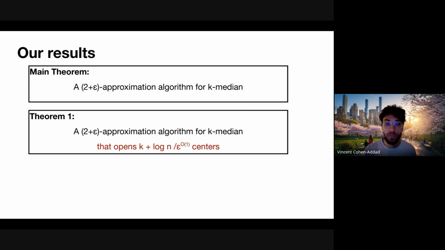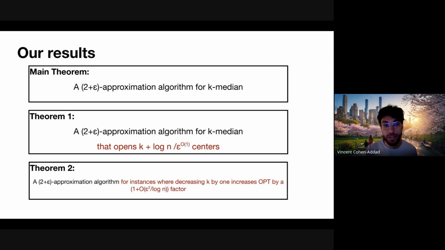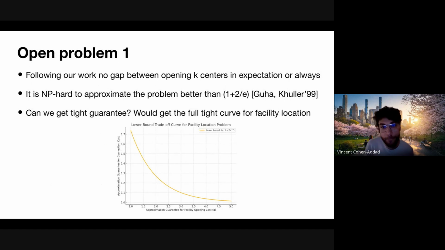So our main theorem is a 2 plus epsilon approximation for k-median, which decomposes into two theorems: a 2 plus epsilon approximation that opens k plus log n over epsilon centers, and a second theorem that says that you can get 2 plus epsilon for the stable instances. Now, of course, there are a few open problems. So the nice takeaway from this work is that you can open slightly more than k centers. It's fine. So basically, there is no gap between opening k centers in expectation or always. It's fine to think of k as a slightly looser bound.